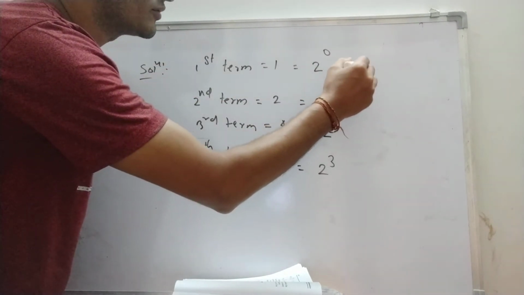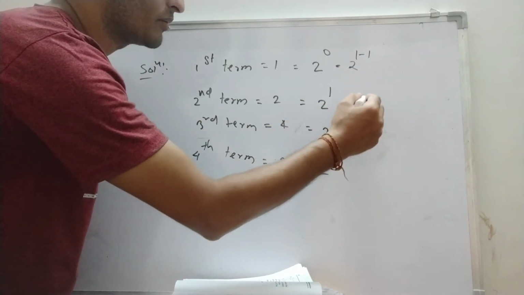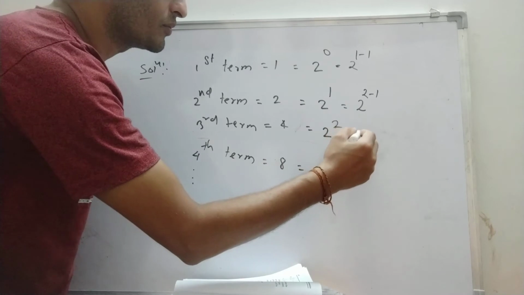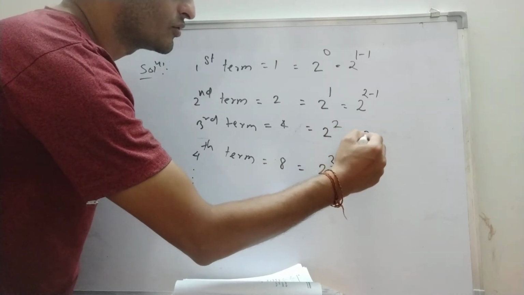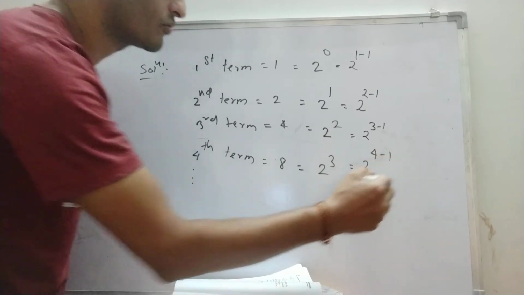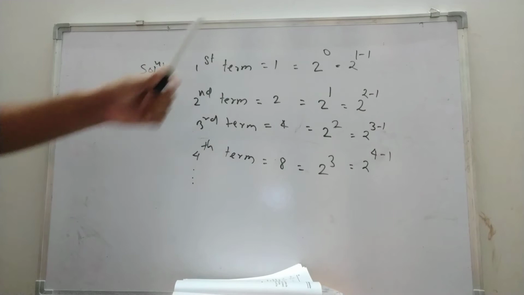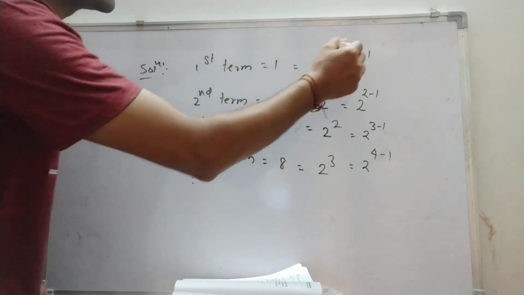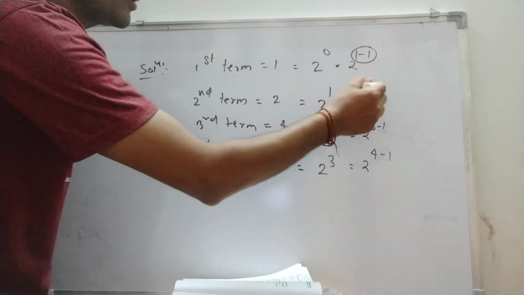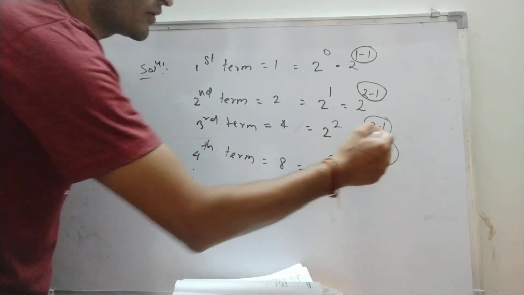We can write it as 2 to the power 1 minus 1. Here 2 to the power 1 means 2 minus 1, 2 to the power 2 means 2 to the power 3 minus 1, 2 to the power 3 means 2 to the power 4 minus 1. So see, the pattern we are observing is that the first term is 2 to the power 1 minus 1, the second term 2 to the power 2 minus 1, the third term 2 to the power 3 minus 1, the fourth term 2 to the power 4 minus 1.